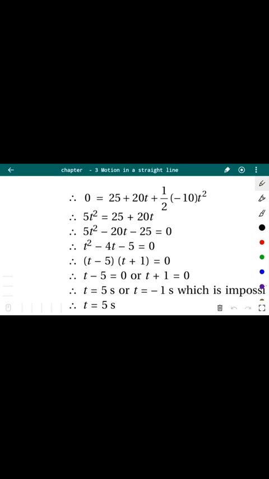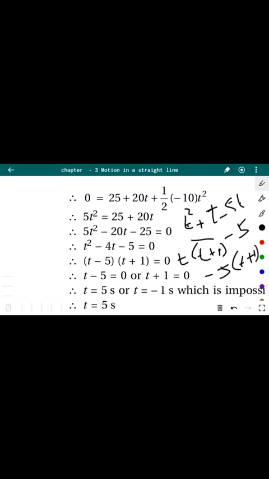Here it can be written as t square minus 5t plus t minus 5, and for the first two terms taking t as common, it will be t minus 5, and for the second two terms taking plus 1 as common, it will be having t minus 5. So the factors for this are t minus 5 into t plus 1 equals 0.